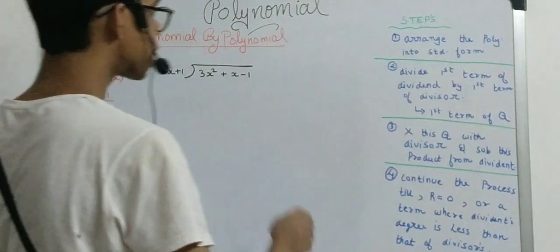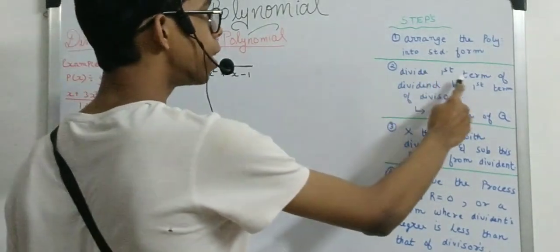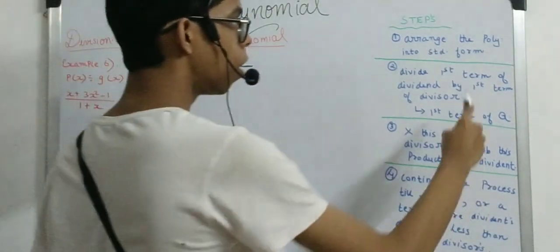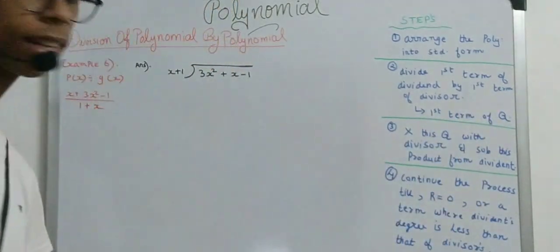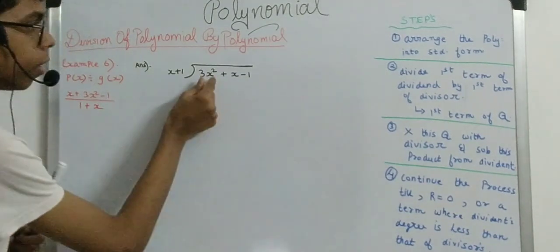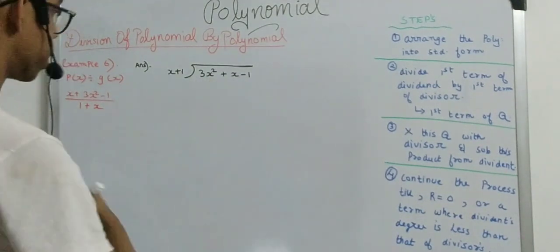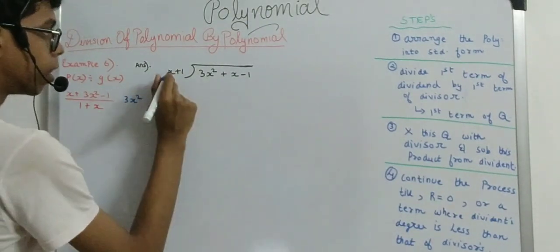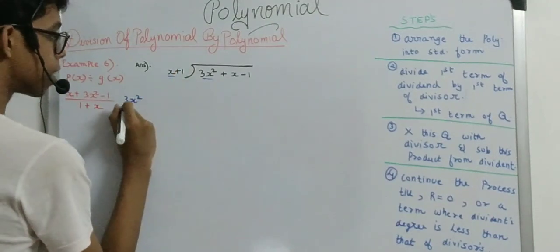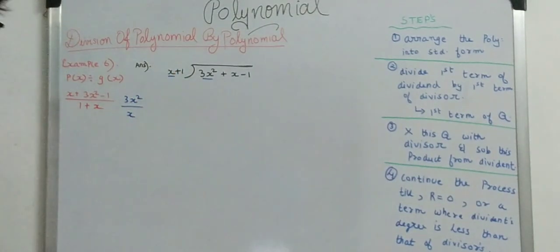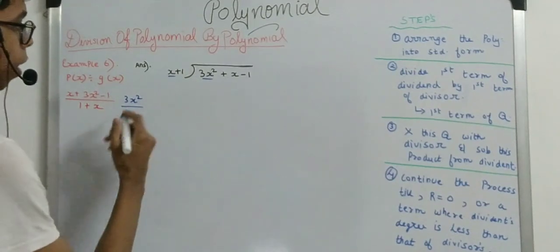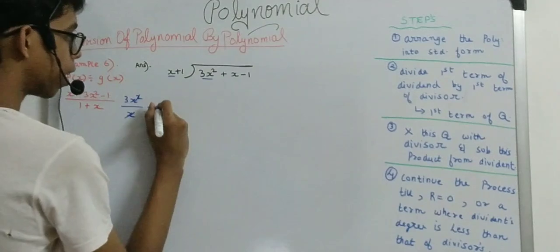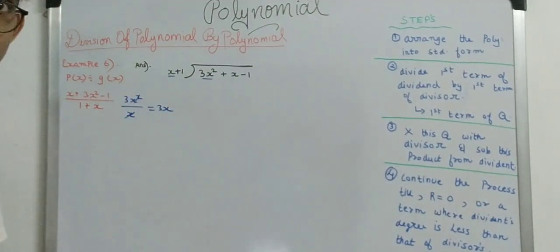Now the second step that we should do over here is divide the first term of the dividend, we know this is the dividend and this is the divisor, by the first term of the divisor. First of all, we have to take the first term of this dividend. So that is 3x square, and we have to divide it with the first term of the divisor, that is x. Okay, so when you do this, just solve it. We can just cancel this and x, this and x. So what will we get over here? We will get 3x, isn't it?